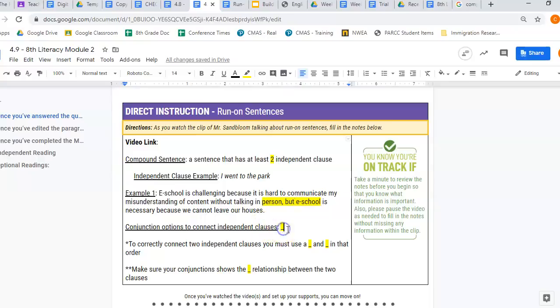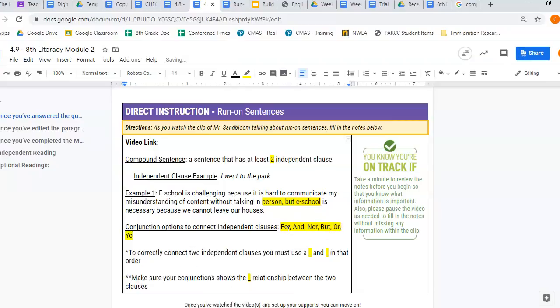So examples of conjunctions that you can use to connect independent clauses. I'm going to fill in some blanks here. If you've heard of FANBOYS, those are the conjunctions we're going to be using. So for, and, nor, but, or, yet, and so. So if you are using one of these conjunctions to connect two independent clauses, that's one way to do this to avoid a run-on sentence, right?